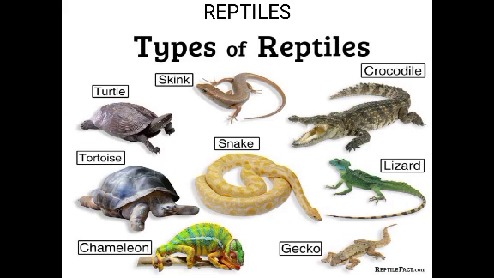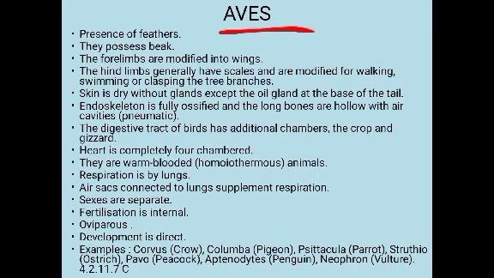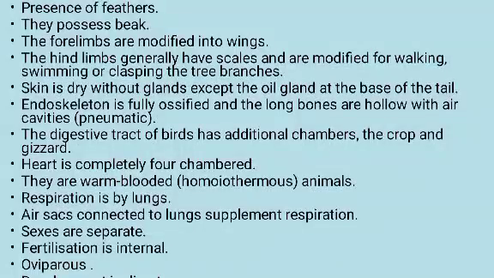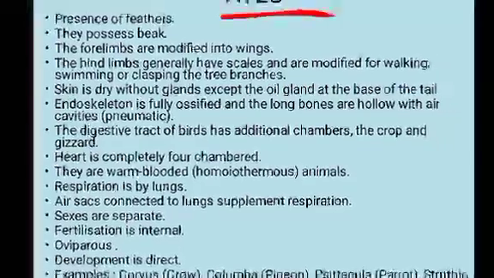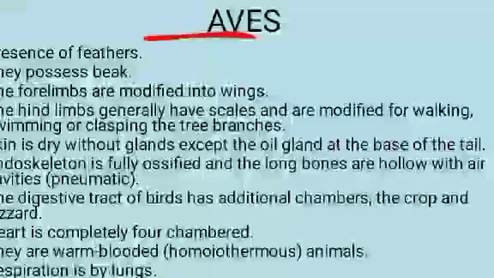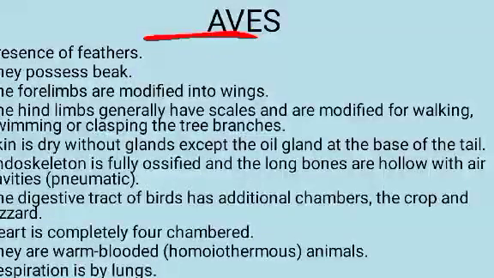Next is Aves. Aves means birds. All the birds are included under this class called Aves. Now what characteristic features are there? They have feathers. When we see their body, the body is covered by feathers, one of the specialized and important characteristic features of Aves.